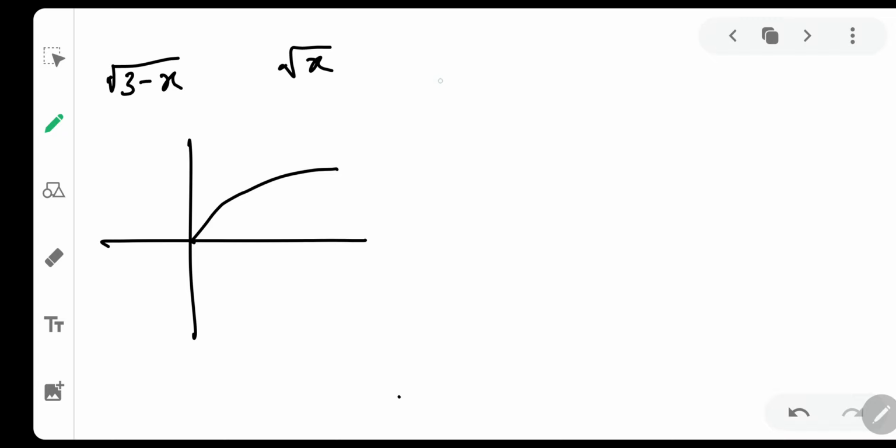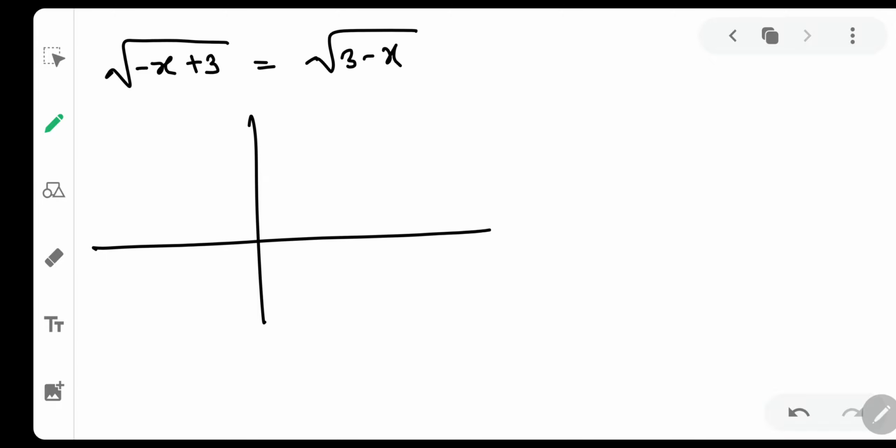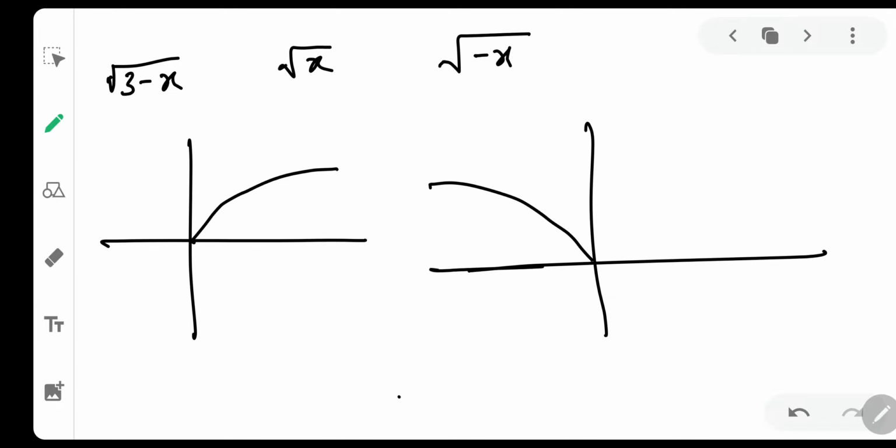This is the graph of root x. Very simple. Then what is the graph of root of minus x? Again very simple. The graph of root of minus x will be like this. Now I have to make a few changes. Graph of root of minus x plus 3 means root of 3 minus x. It means I have to add plus 3 to this graph.